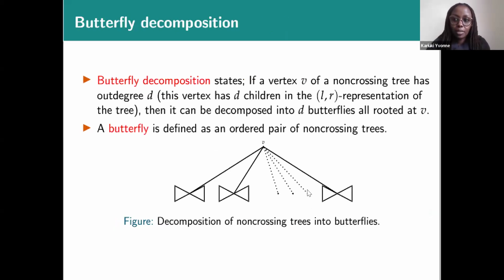In enumerating these trees, I also borrowed the methodology of butterfly decomposition. This was very much introduced by Flajolet and Noy in the enumeration of the non-crossing trees. As the name says, butterfly, we are borrowing the concept of a butterfly. A butterfly has two wings, one on the left and another one on the right.